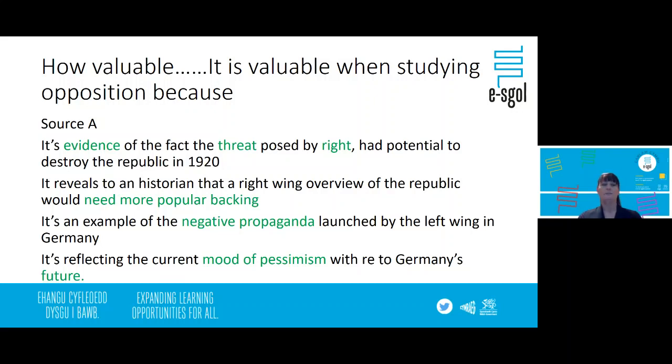What we've got here is some possible sentences that you could put the 'how valuable' word to, okay? So it is valuable when studying opposition because it's evidence of the fact that the threat posed by the right had potential to destroy the Republic. Or it is valuable when studying opposition because it's an example of the negative propaganda launched by the left wing in Germany. So you could use that and then add in the point that you are making, and that would get you marks because you are focusing on the value of the source and bringing in your justification, your judgment on it as well, which is really good.